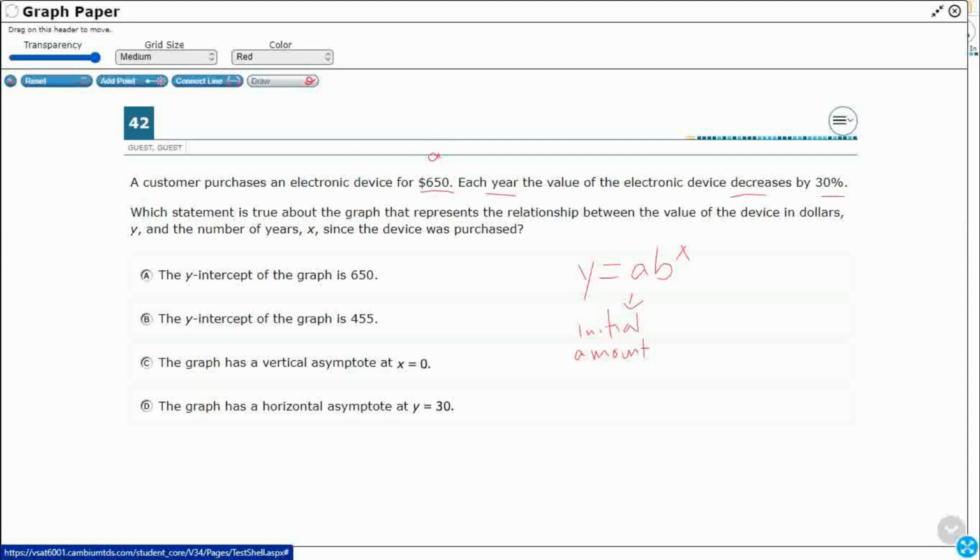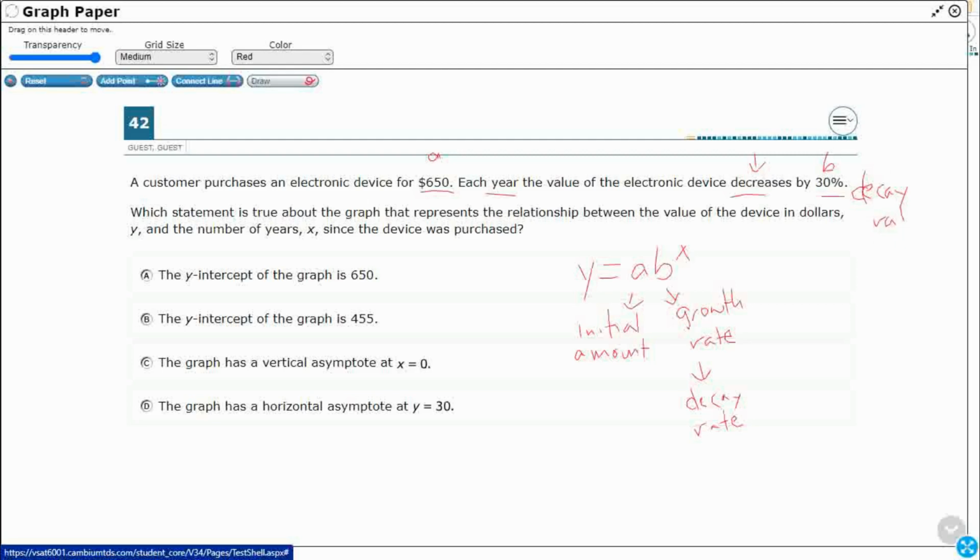Now this is either your growth rate or your decay rate, depending on whether it's increasing or decreasing. And that was my second clue here. Each year, the electronic device decreases by 30%. So we get the word decreases and 30%. So this is our B, because it's a decay rate.